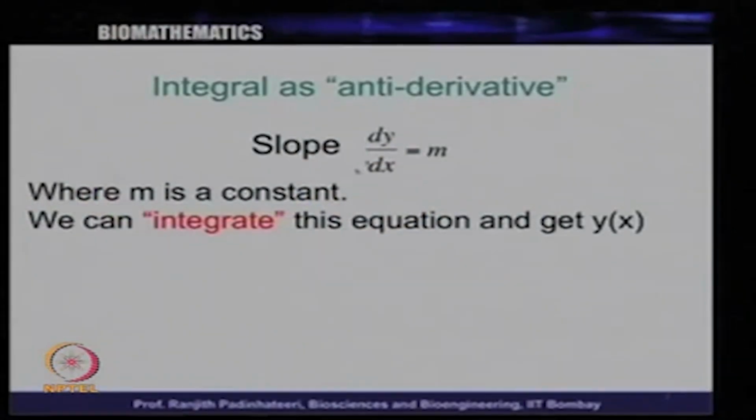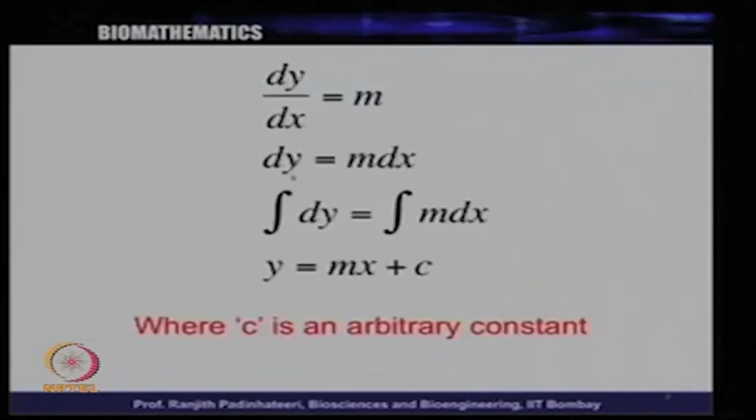So, let us say we know the slope dy by dx is m, where m is a constant. So, if you have a function whose derivative is just a constant, a number, we can integrate this equation and get y. We know dy by dx, and we can integrate this equation and get y, and let us see how we do this. This slide shows how we do this.